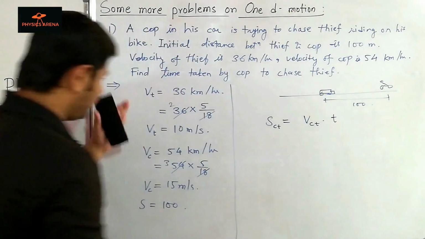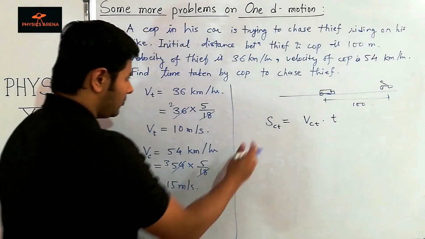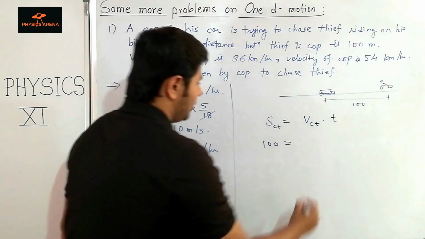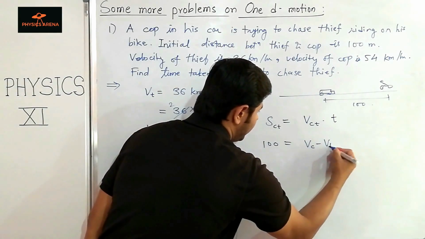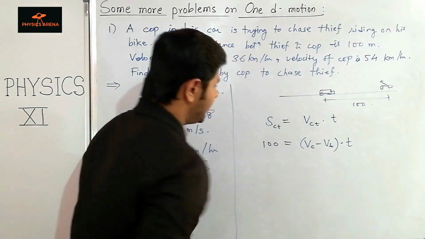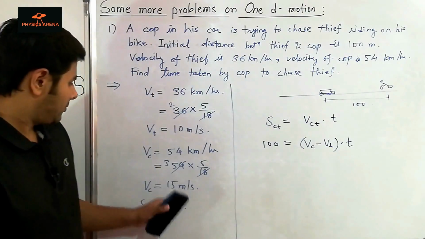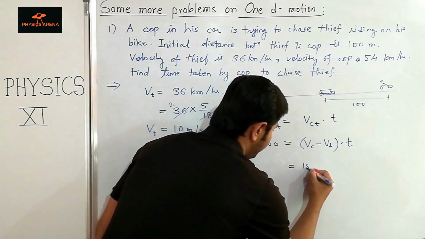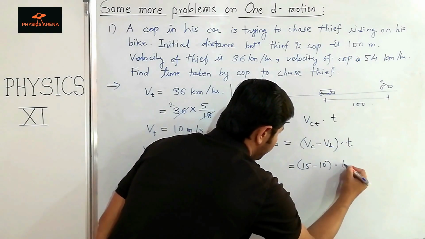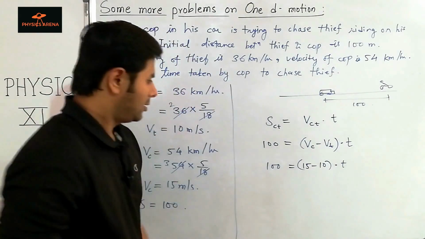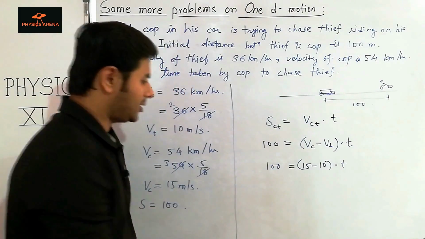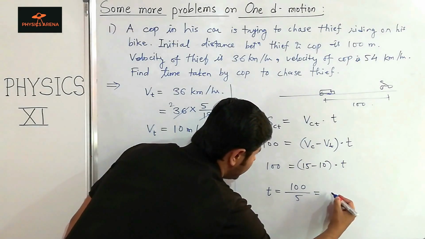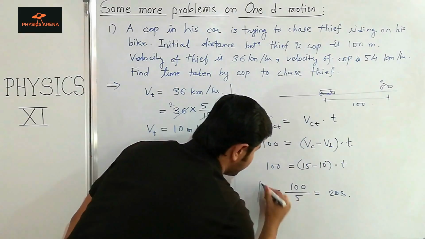So let's substitute these values here. So this is 100 equals, this is Vc minus Vt multiplied by T. This is 15 and Vt is 10. So 15 minus 10 multiplied by t, it's 5. Let's take it on other side. So I can write t equals 100 divided by 5, that is 20 seconds.